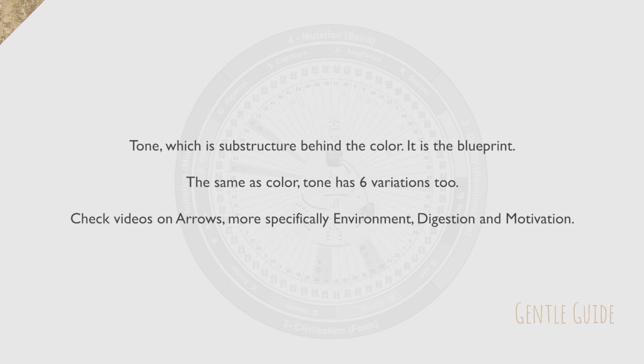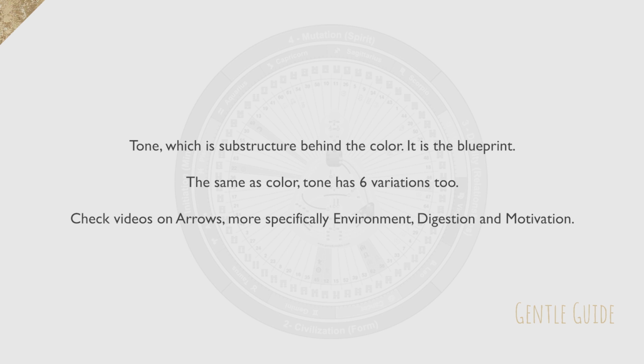A few words about cognition and tone. If you watched any of my videos on arrows, more specifically environment, digestion, and motivation, you might have noticed that I talk about 6 colors. I didn't specify what color meant, but rather talked about how it shows in our design.